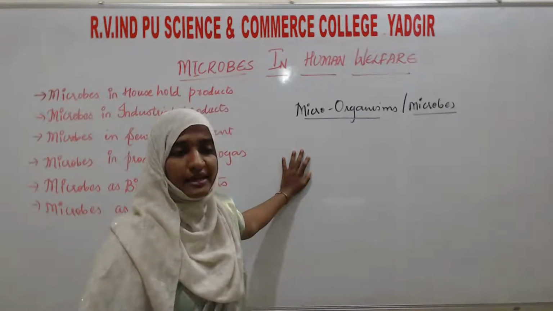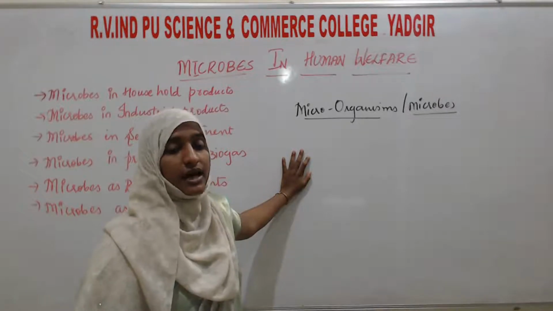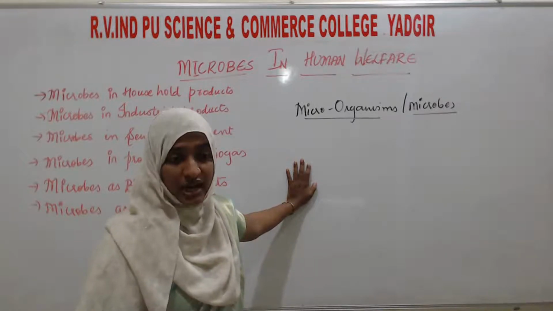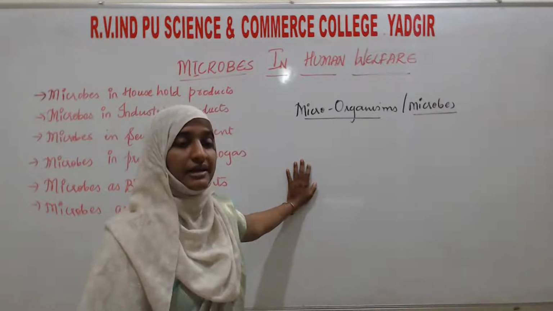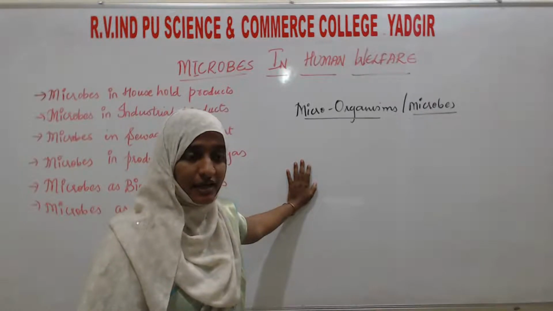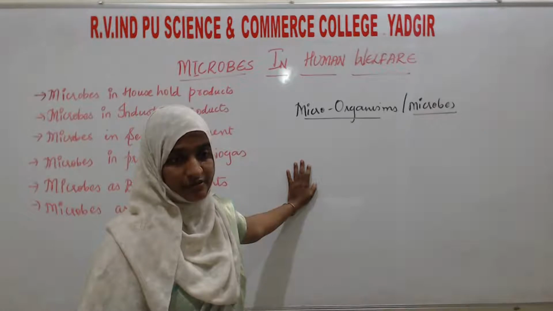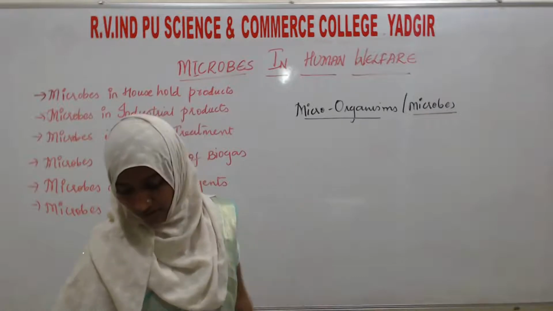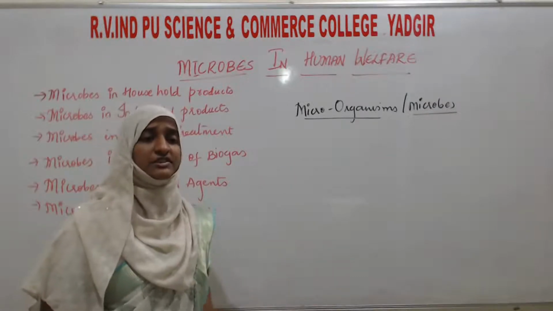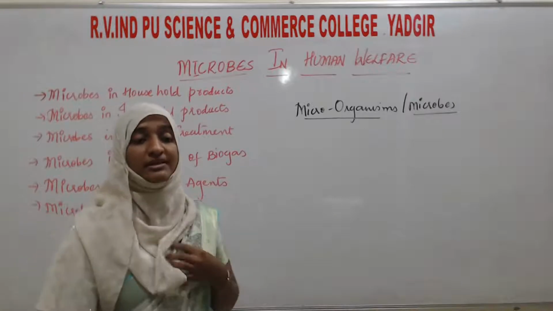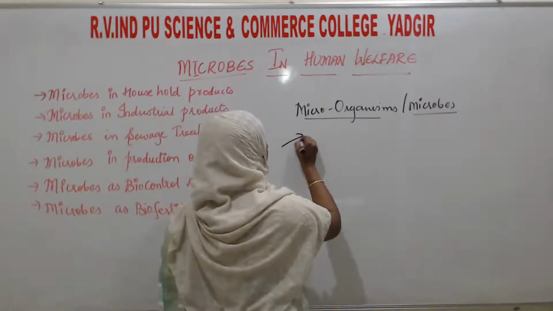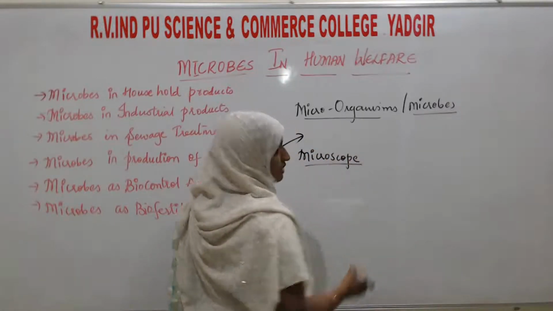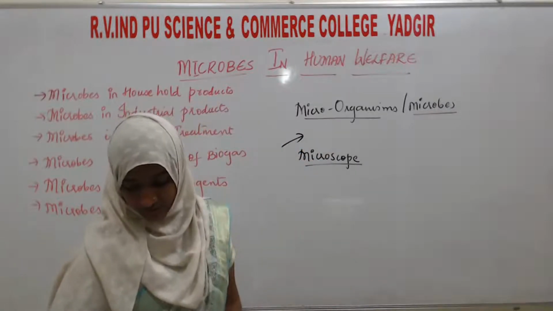The microorganisms or microbes you studied in earlier classes include bacteria, cyanobacteria, some algae, fungi, and protozoa. Some microscopic plants also come under microorganisms. An organism that we cannot see with our naked eyes is called a microorganism, and we can see it only through an instrument known as the microscope.